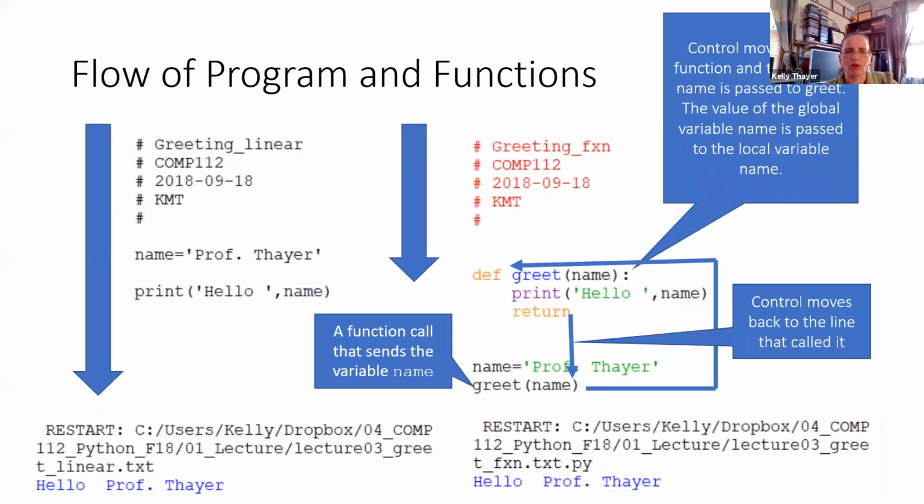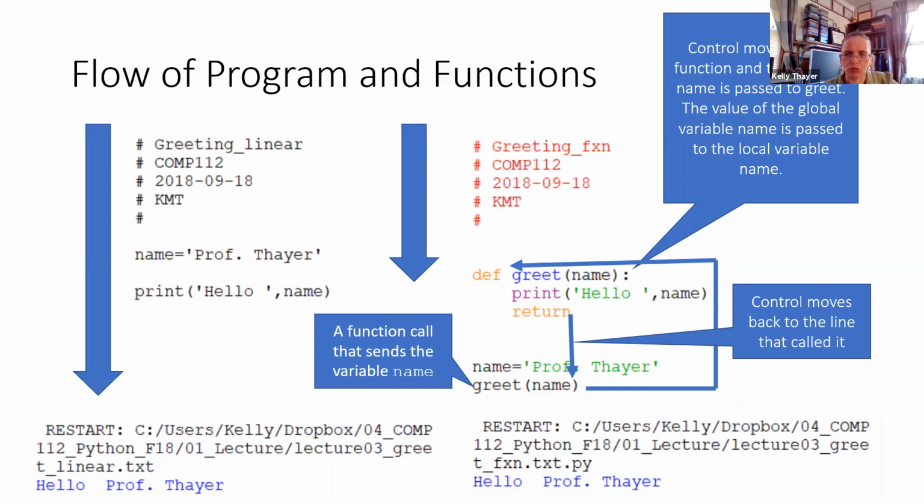So this is a flow of program and functions to help you understand how functions can change the flow of a program. So let's consider this program on the left, read linear. Here we have name equals Professor Thayer, and we print hello and my name. So this program reads comment, comment, comment, then it does the variable assignment, and then it prints. So we see that this program executes from the top to the bottom.